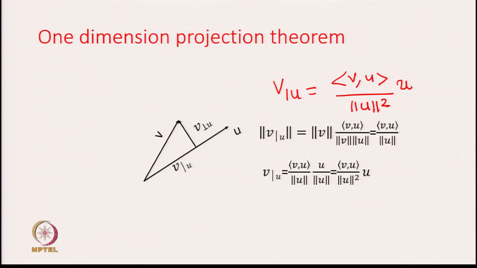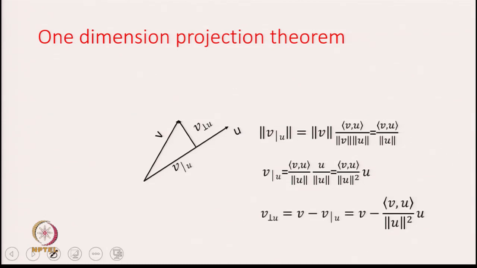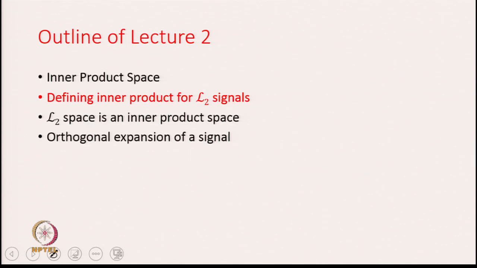Now, if you have obtained v parallel to u, it will be straightforward to find v perpendicular to u, which will be given by the difference of v vector minus v parallel to u vector. So, this is this. Let us try to look at how can we define the inner product for L2 signals.